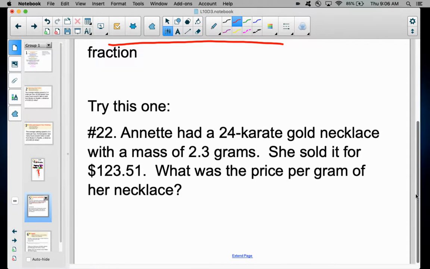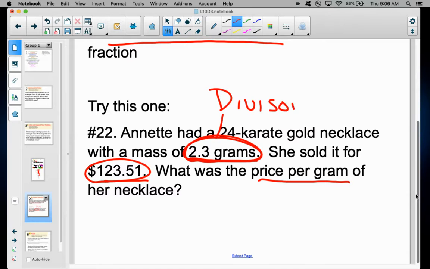Annette had taken a 24-karat gold necklace with a mass of 2 3/10 grams. She sold it for $123.51. What was the price per gram of her necklace? So we want to know if we were to split up that price evenly amongst the grams, what would the price be? So we are dividing the amount by our grams. So this is our divisor, making our amount our dividend.